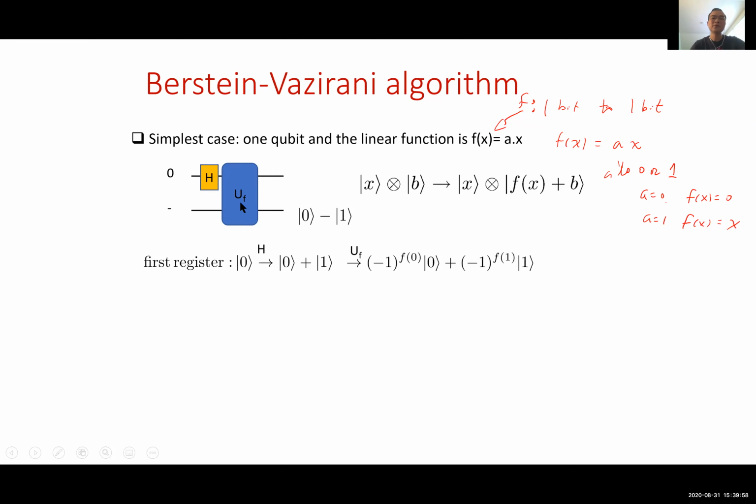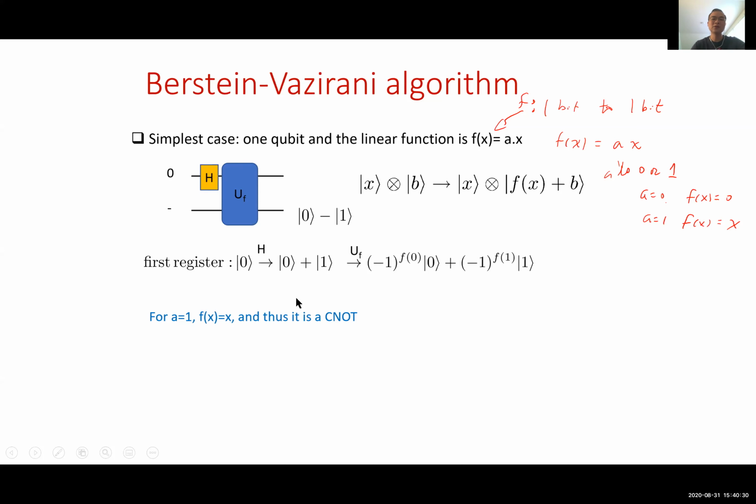As before, I can just input the second register with the minus state, so I just need to use the phase kickback. And for the first register, I'm going to use 0 plus 1, the plus state, as input, just like the Deutsch algorithm. The phase kickback tells me that this is what I have. If a is equal to 1, then f of x is x.